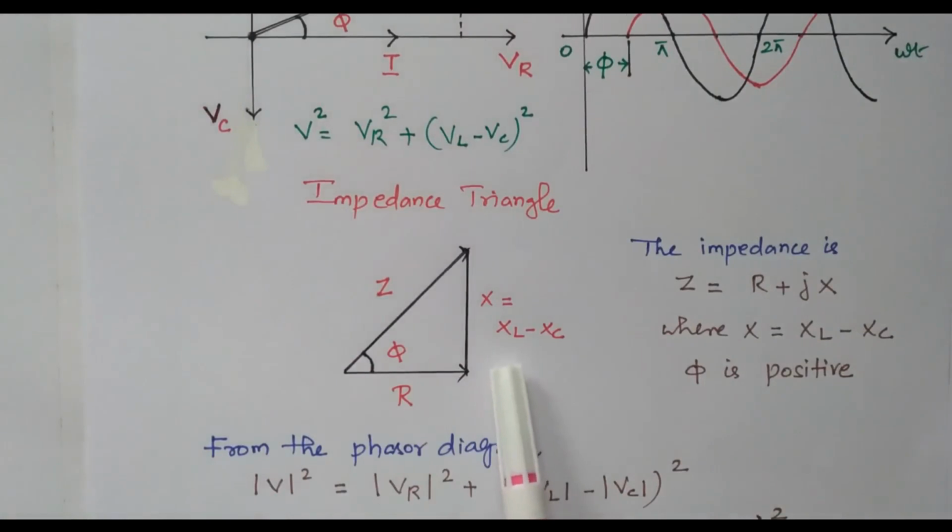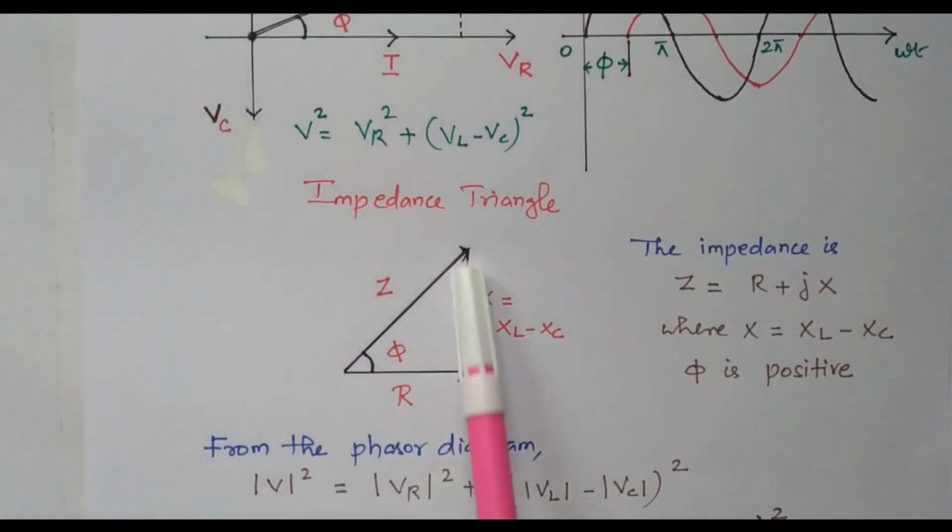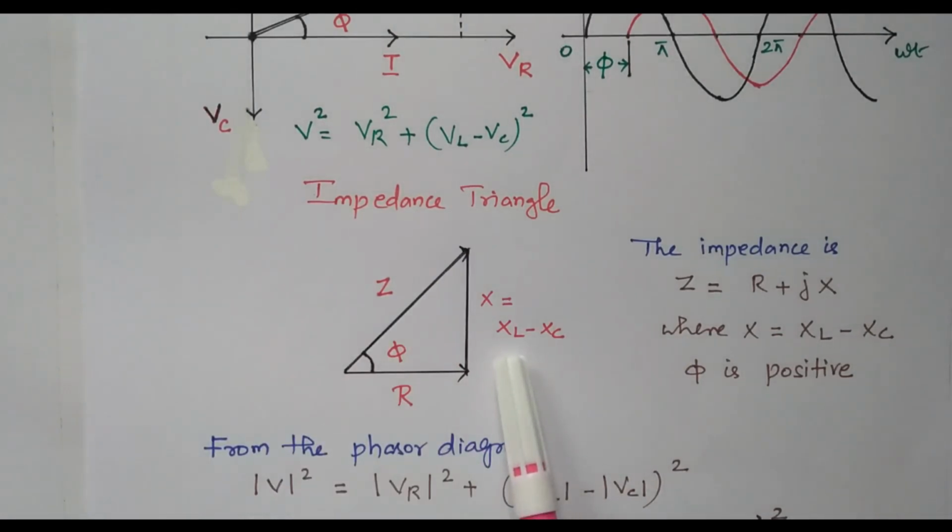Capacitive reactance is lesser, inductive reactance is more. So the voltage is leading. That is, current is lagging means voltage is leading, so that we are getting it in an upward direction. This is nothing but the difference between XL minus XC. The sum of these two is nothing but the impedance.